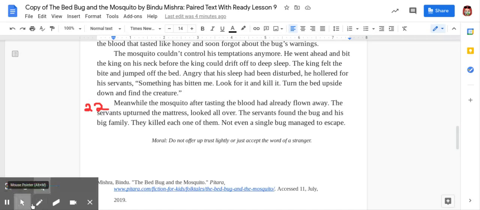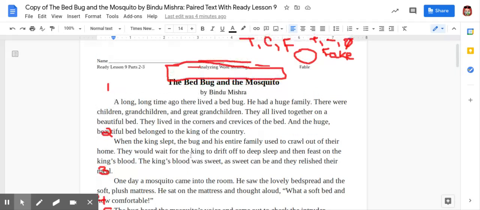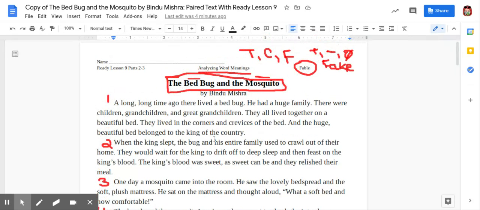Okay. Now I'm going to roll back to where we left off, and we're going to read our fable. Now, keep in mind, one of the things you're looking for as you read this fable is the word choice the author is using, because by the end, you want to see if you still have that negative feeling about a bed bug, or if you still have a negative feeling about the mosquito. Okay? So, ready? Let's go.